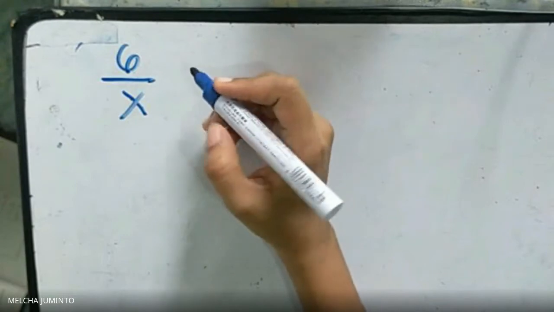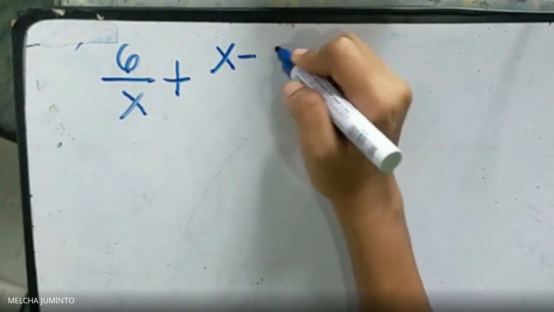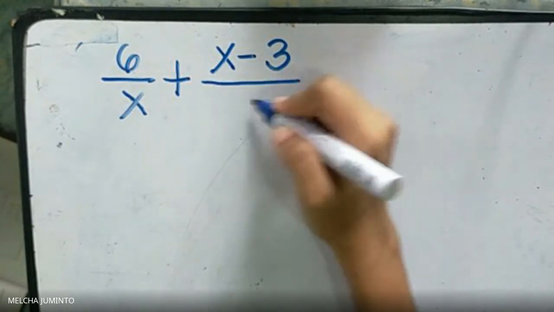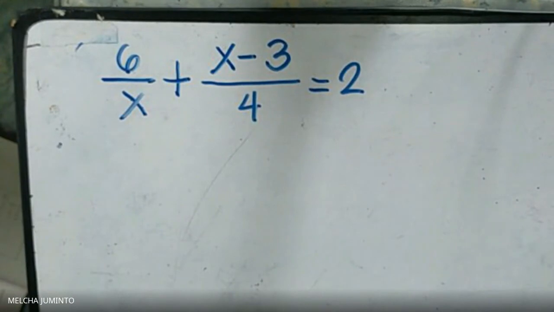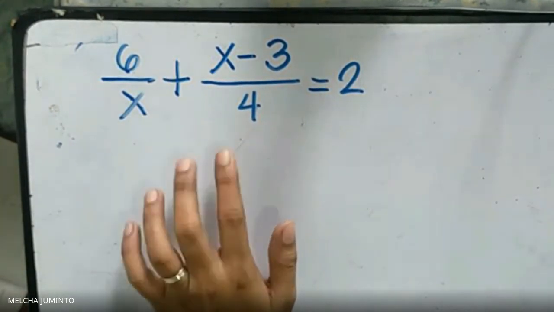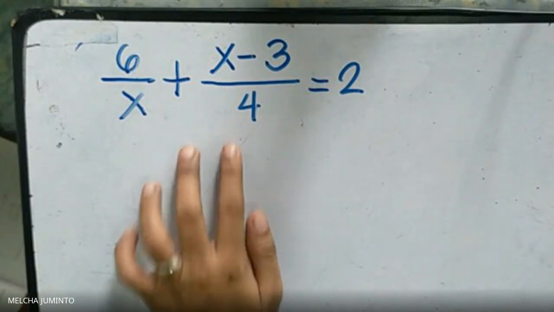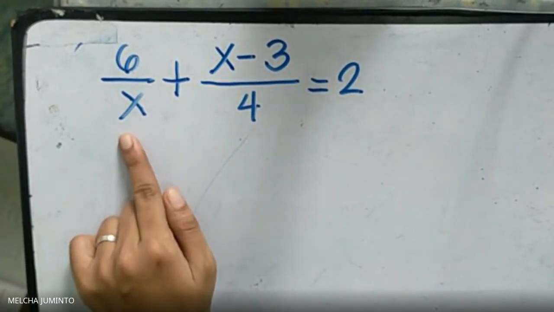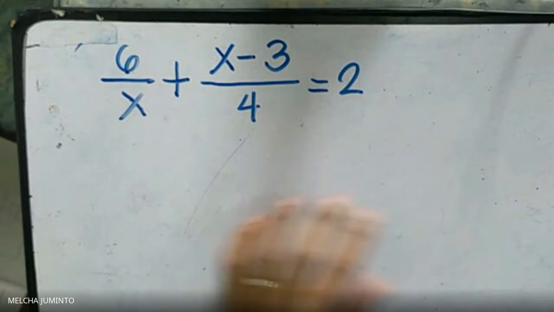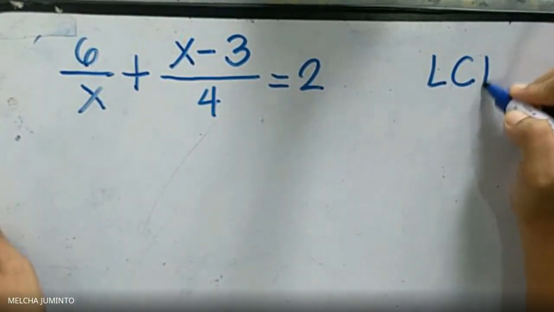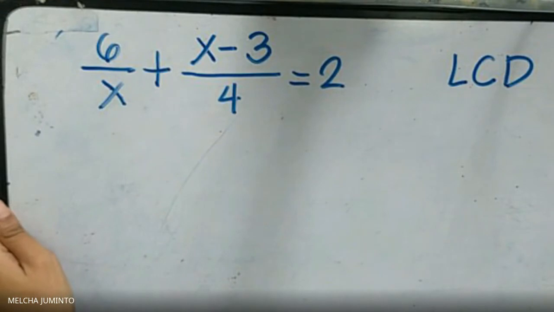We have the equation 6 over x plus the binomial x minus 3 as the numerator all over 4 is equal to 2. We have this equation, third example, 6 over x plus x minus 3 all over 4 equals 2. For this case, if the equation is like this, our main goal is to remove the fraction first, to remove x in the denominator as well as 4. We can only do that by using the least common denominator, the LCD.